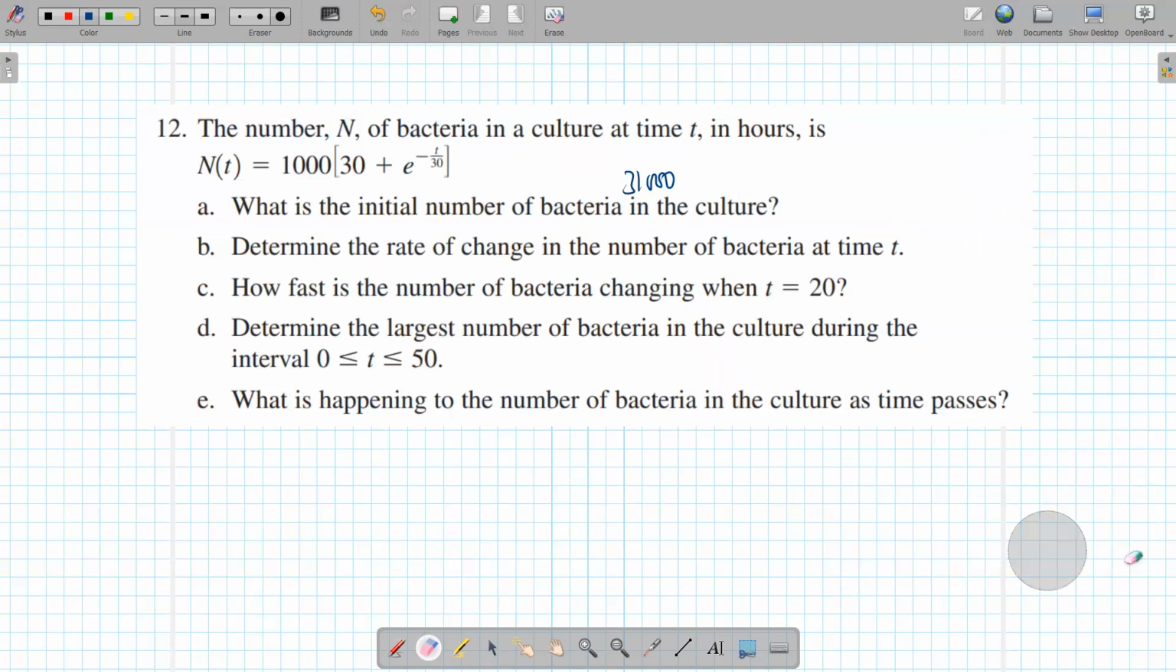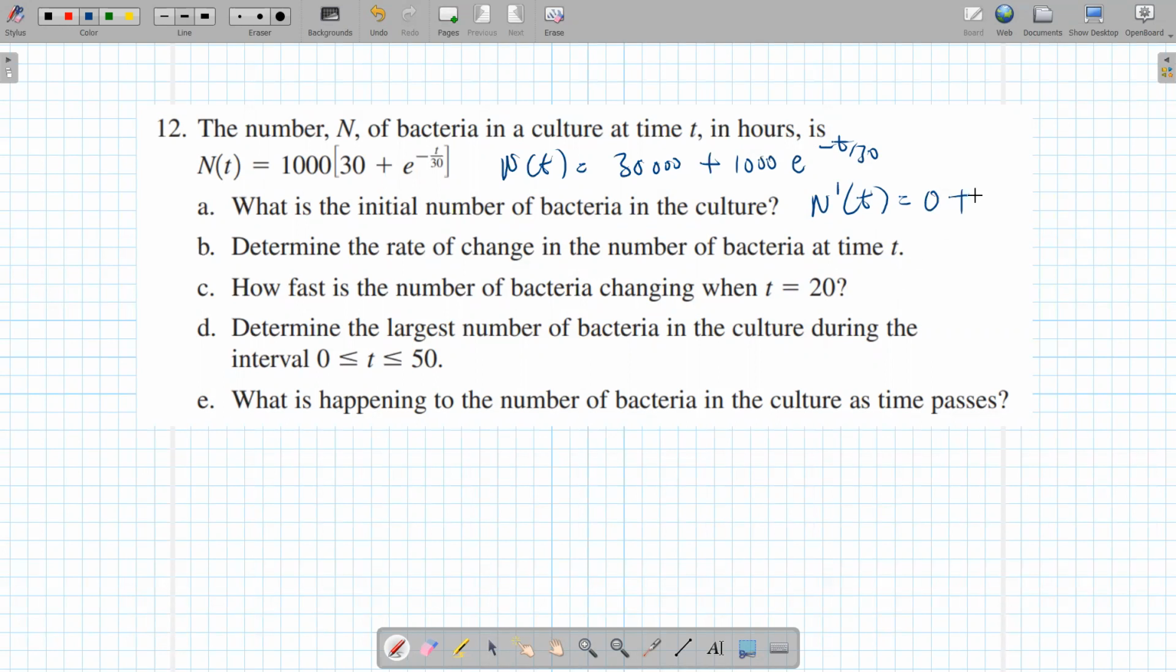Determine the rate of change in the number of bacteria at time t. What does rate of change mean? The derivative, yep. So we need to find n prime of t. I know you like opening the brackets, so let's do that. It's going to become 30,000 plus 1,000 times e to the negative t over 30. So this is just n of t. Let's find its derivative. What's the derivative of 30,000? 0. What's the derivative of 1,000 e to the other term?